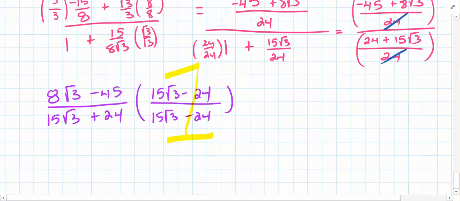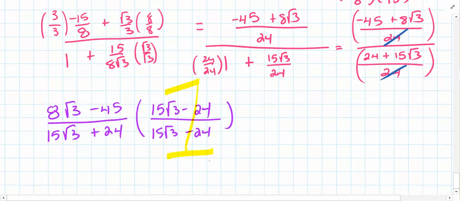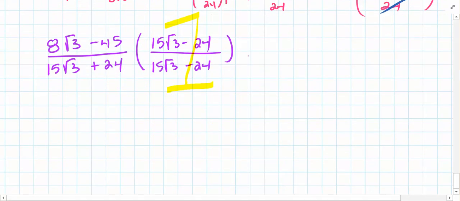Wait, when did you get this negative 24 piece? That's the conjugate, so you can rationalize the denominator. All right, here we go.